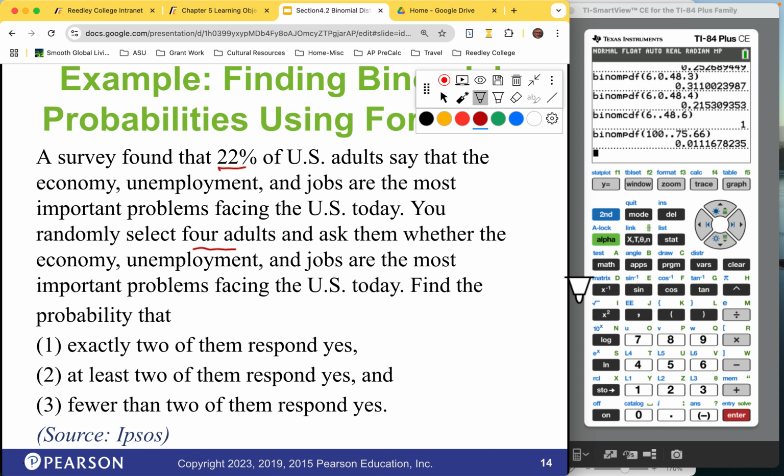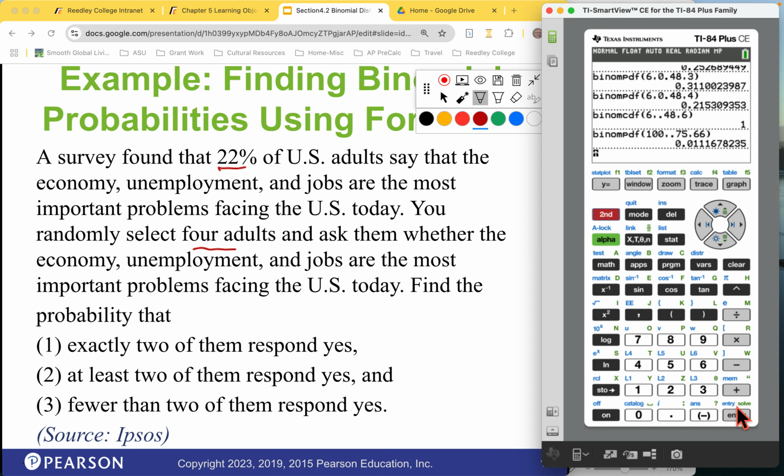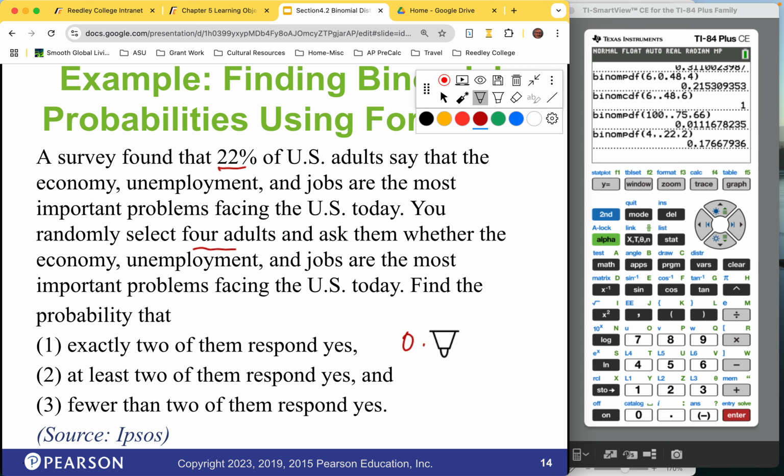Again, we could bring down our binomial if you want. You could do second, enter. We have to change a lot of stuff. Change this to 4. Probability of success is 0.22. And we want exactly 2, so I'll delete and put a 2. About 17.6% or 17.7. Actually, we could write it here, 0.177.